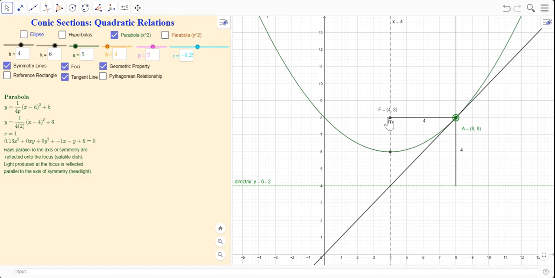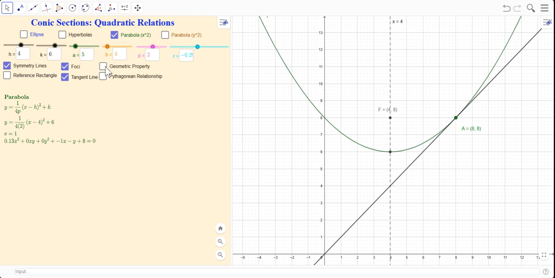If you're coming from the focus out, like say you put a light source here, it's going to reflect off and go straight ahead. Well, that's used for headlights or flashlights. So the light source is at the focus. You have a reflective mirrored surface coated on the parabolic surface, and the light hits it and bounces straight forward. So that is a geometric property of what's going on, a reflective property.